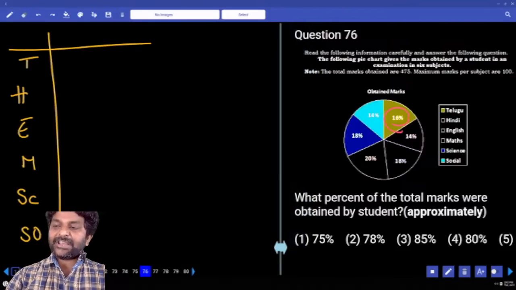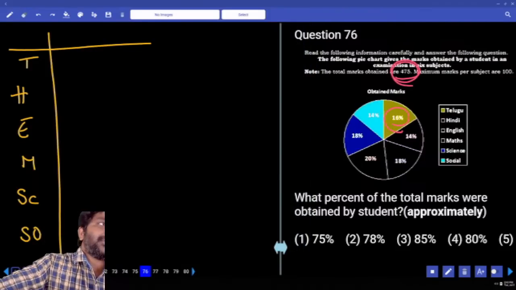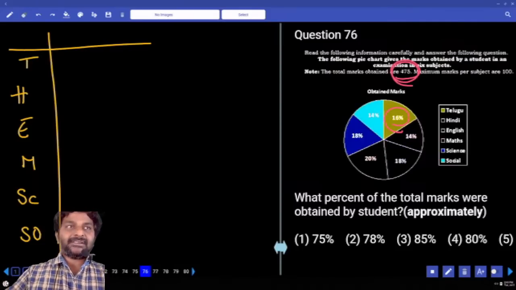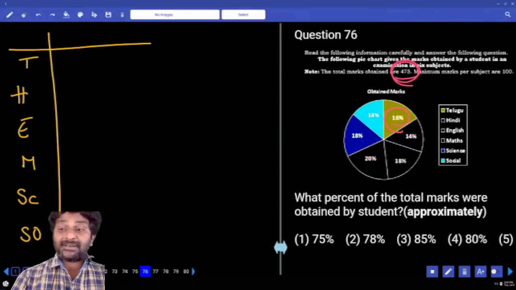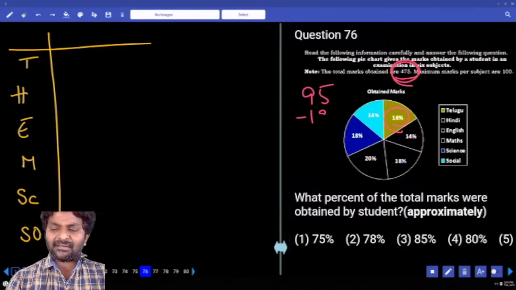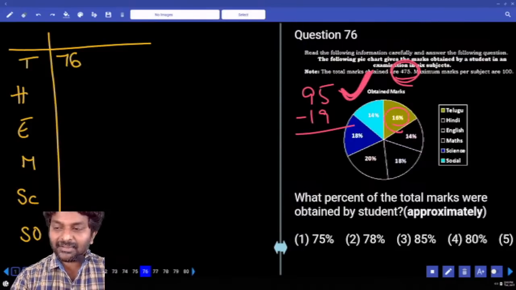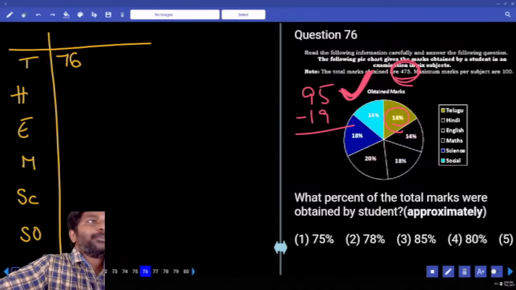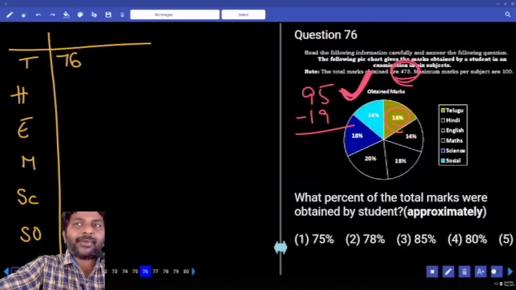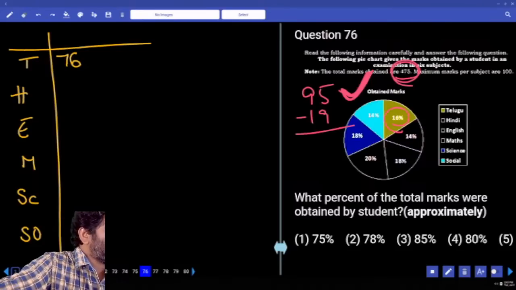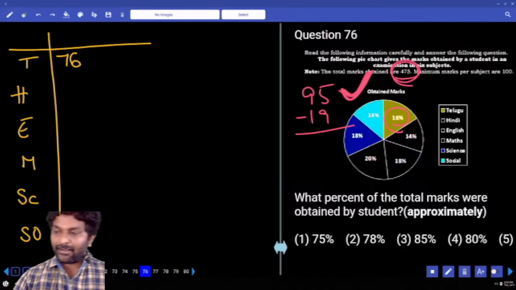Telugu 16%, calculated on 475. 16%, how do you get it? 20% minus 4%? 10%, 20% is double. 4% means 19, which is 76. What percent is 95? 2% is 9.5. 4% is exactly double, 9.5 doubled is 19. Understood? What is needed next?